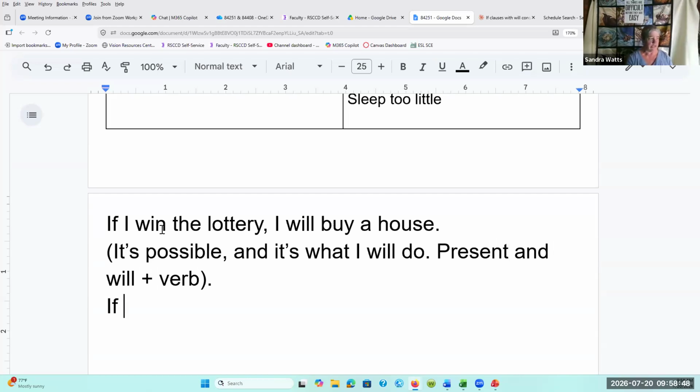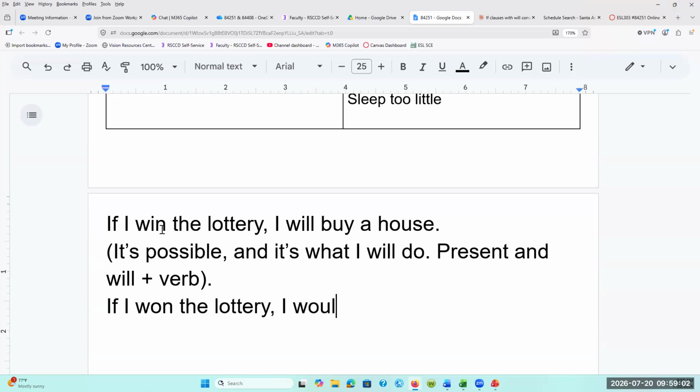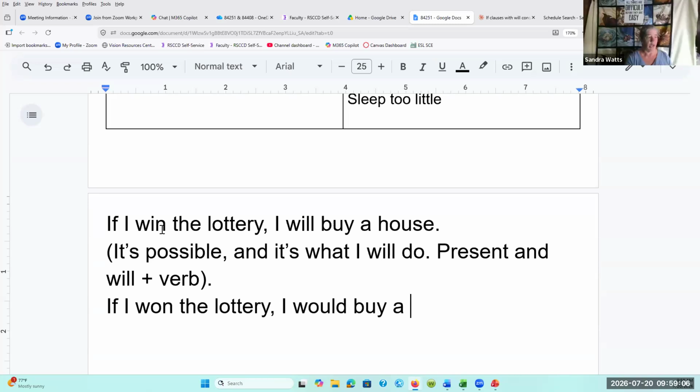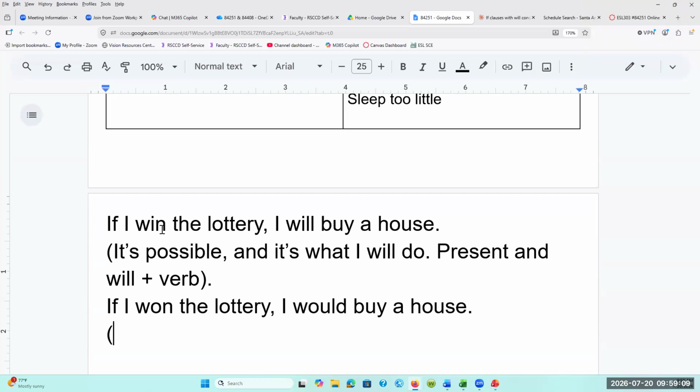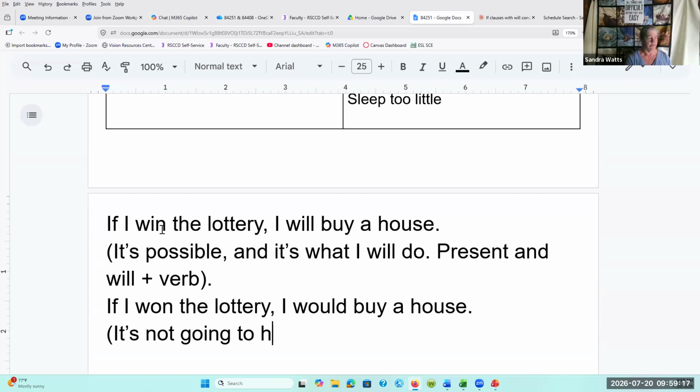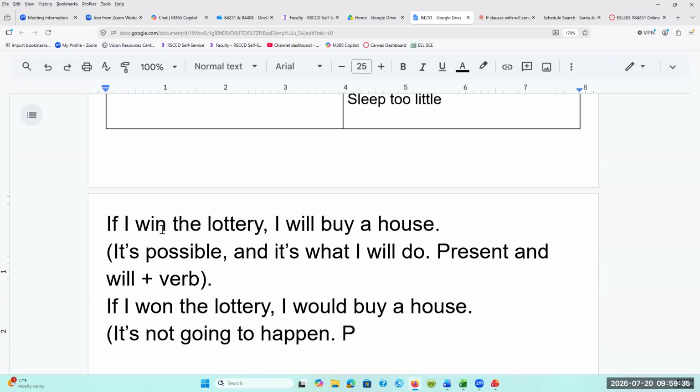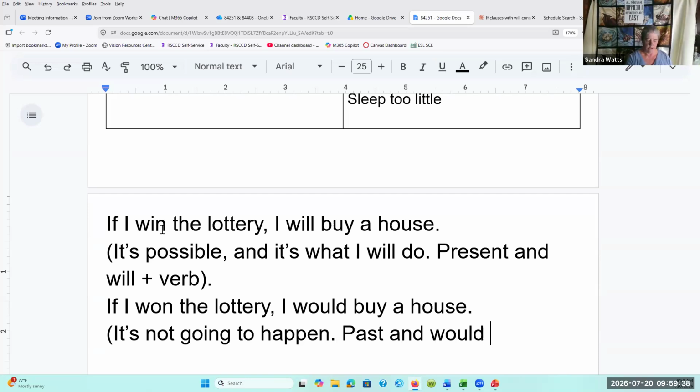Okay. Now, if I take this same thing and I change it to not possible or this is never going to happen, that's what's in my head, right? If I won the lottery, I would buy a house. So I'm thinking it's not going to happen. So that's my thinking, right? If you say, if I win the lottery, you're thinking, hey, I buy tickets, you never know. If you're thinking, if I won the lottery, you're thinking, that's never going to happen. Okay. And in this case, we use past and then would plus the verb.